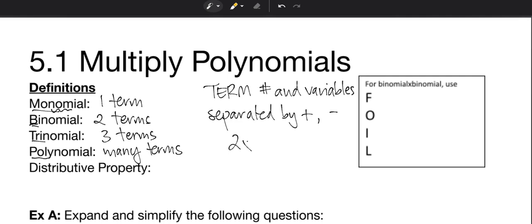So for example, 2x squared plus 5xy minus 10. So there's a plus and there's a minus, so there's three terms here, 1, 2, 3. So that's a trinomial, okay?